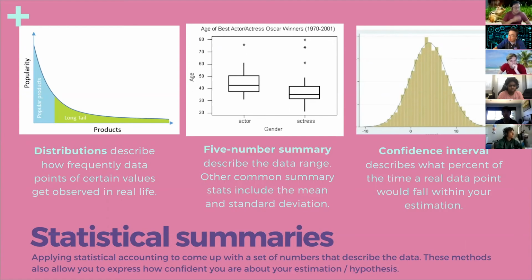We're going to look at confidence intervals, okay? That is, describe what percent of time a real data point would fall within your estimation. The 95% confidence interval would be like, I'm 95% sure, the real value will be in this interval. Okay, so these are different basically statistics that you will actually encounter when you actually go and analyze the COVID-19 data set, which we will do in the next hour.